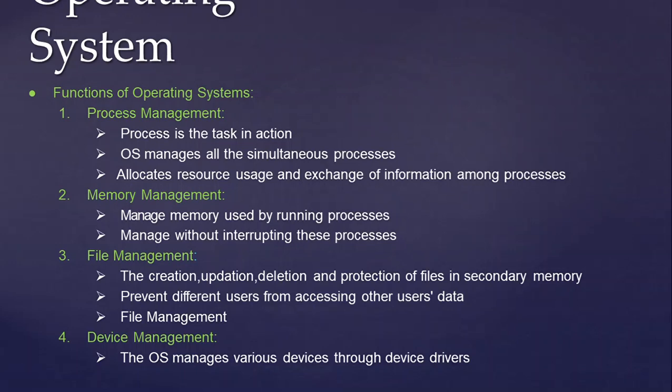Some of the functions of the operating system are process management, memory management, file management, and device management. Process management deals with the process, the task in action. It helps allocate usage and exchange of information among processes. Memory management is managing the memory used by running processes, and it manages without interrupting these processes. It is efficient and also helps in multitasking.